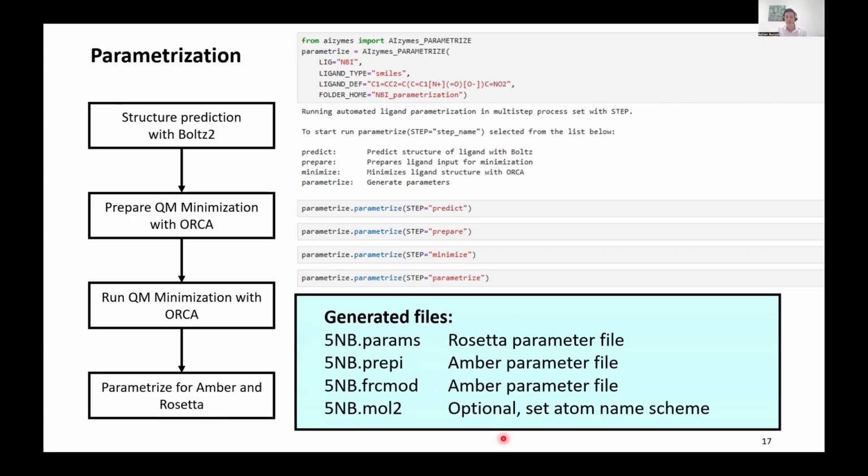So what you will typically get is the params file for Rosetta, but also a prep.i and FRC mod file that Ember needs. We're also getting a mol2 file that is optionally to be provided in AI.zymes, but we use this to unify the atom naming scheme, which is very helpful to prevent any issues further down the line when you start to combine different computational algorithms.